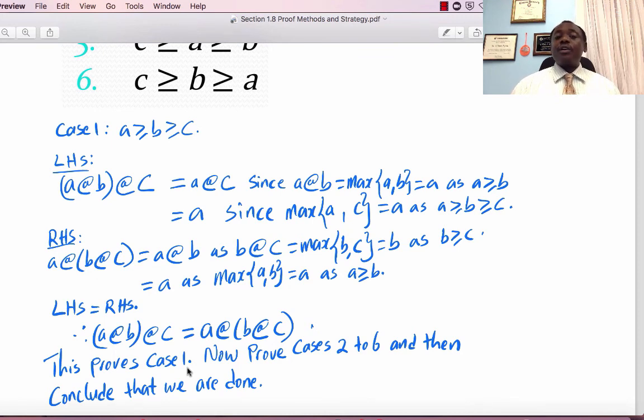And I would leave all the other cases as simple exercises for serious students. And yes, in class, when you submit your course content or your concept map, I expect you to actually verify all the other 5 cases and then conclude that indeed the associative property holds.